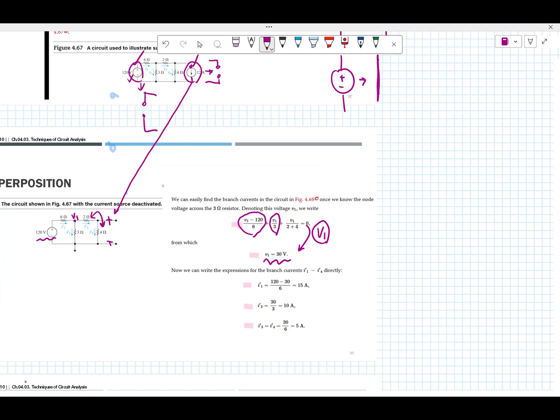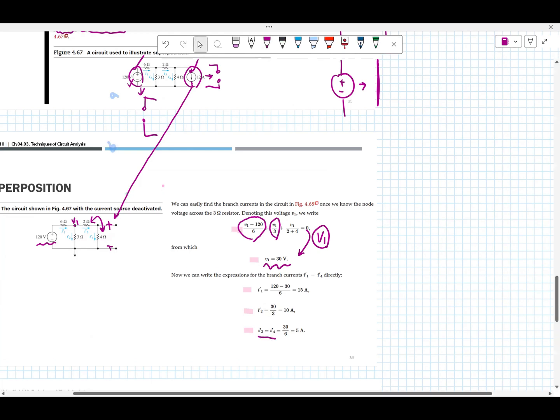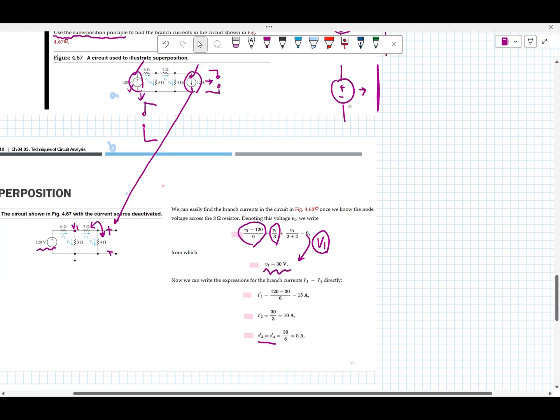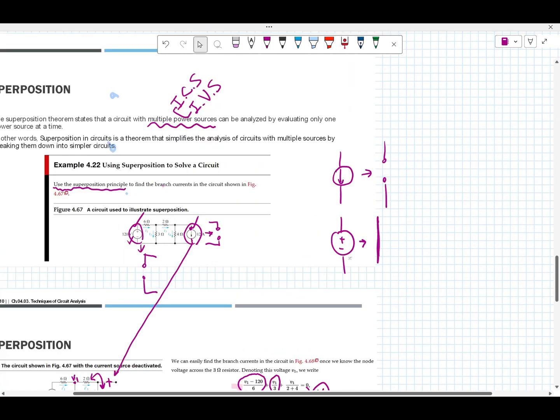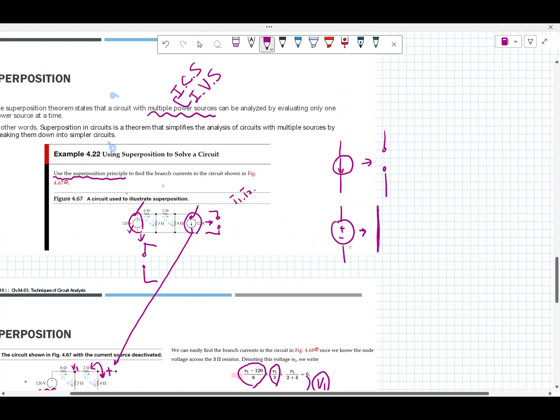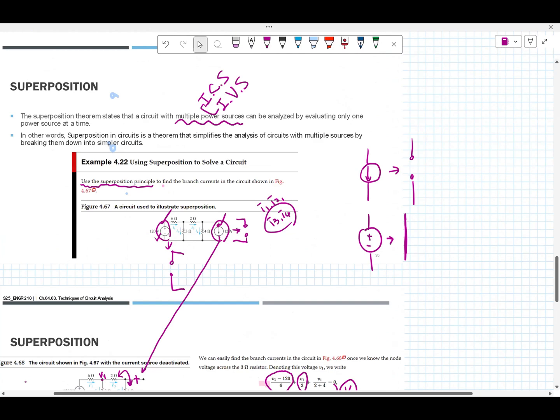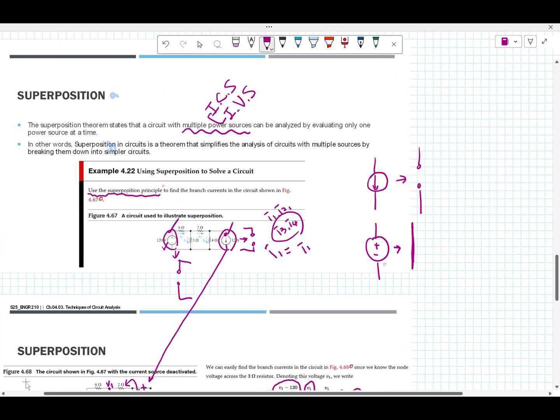So in here, we can find I sub 1 prime, I sub 2 prime, I sub 3 prime, I sub 4 prime. I sub 3 prime and I sub 4 prime are the same. You might ask me, why do you have to find I sub 1 prime? Because the question is, we have to find I sub 1, I sub 2, I sub 3, I sub 4. So it depends on removing or keeping the independent sources.